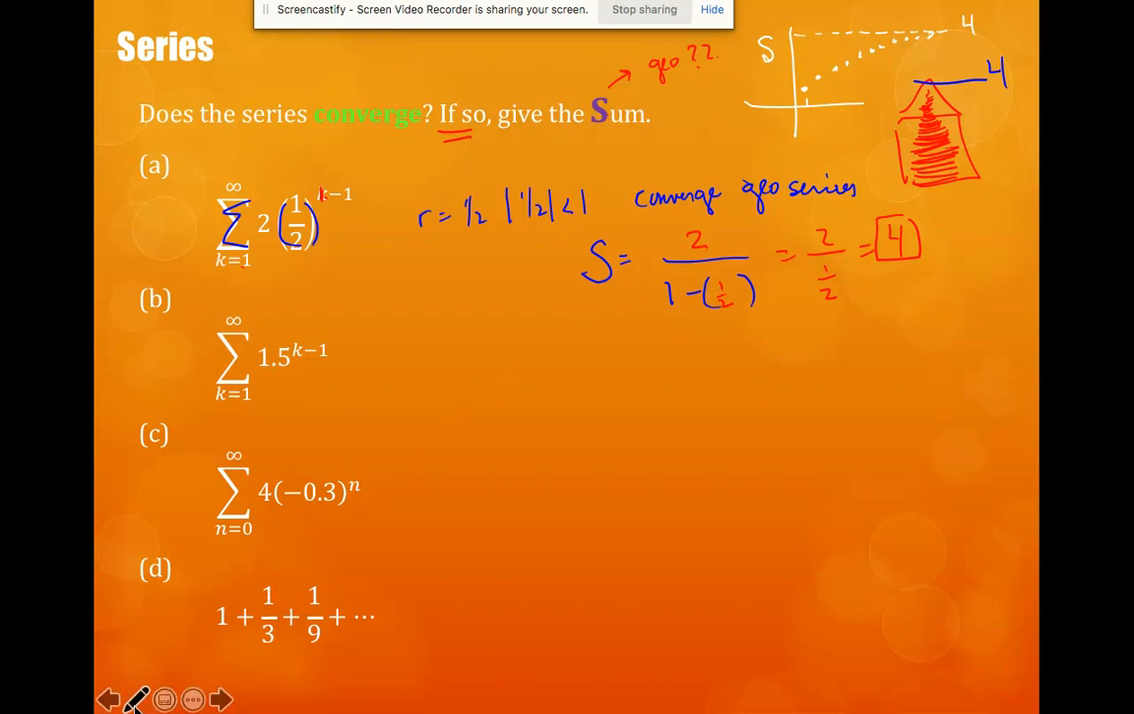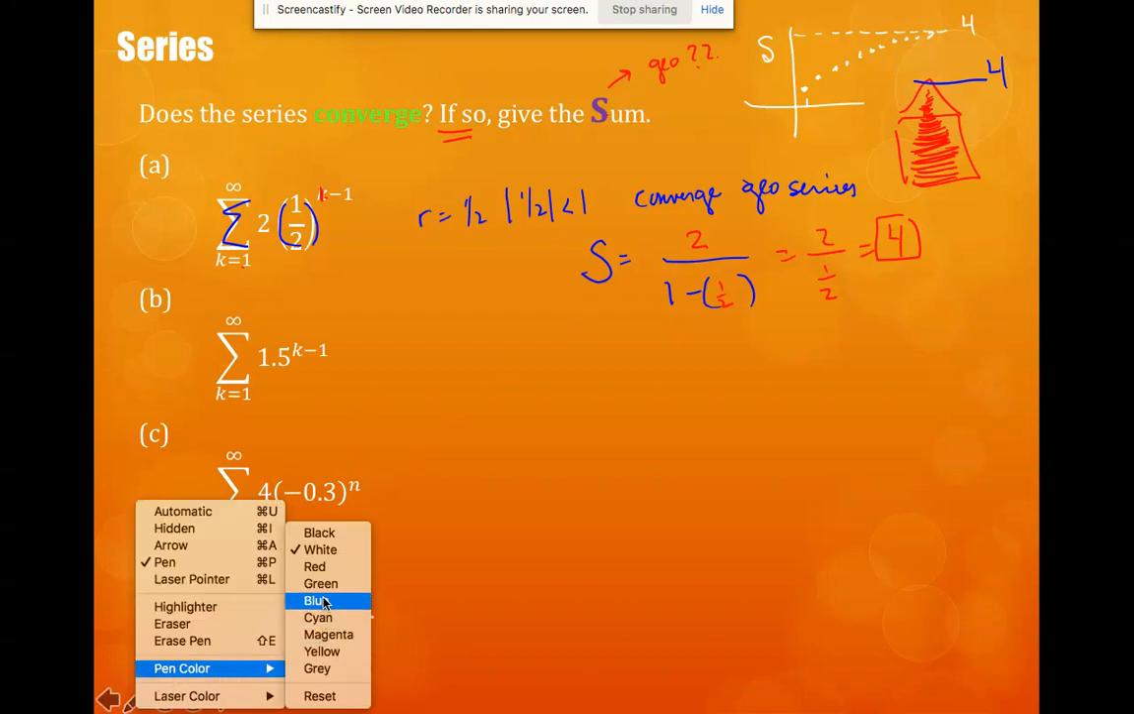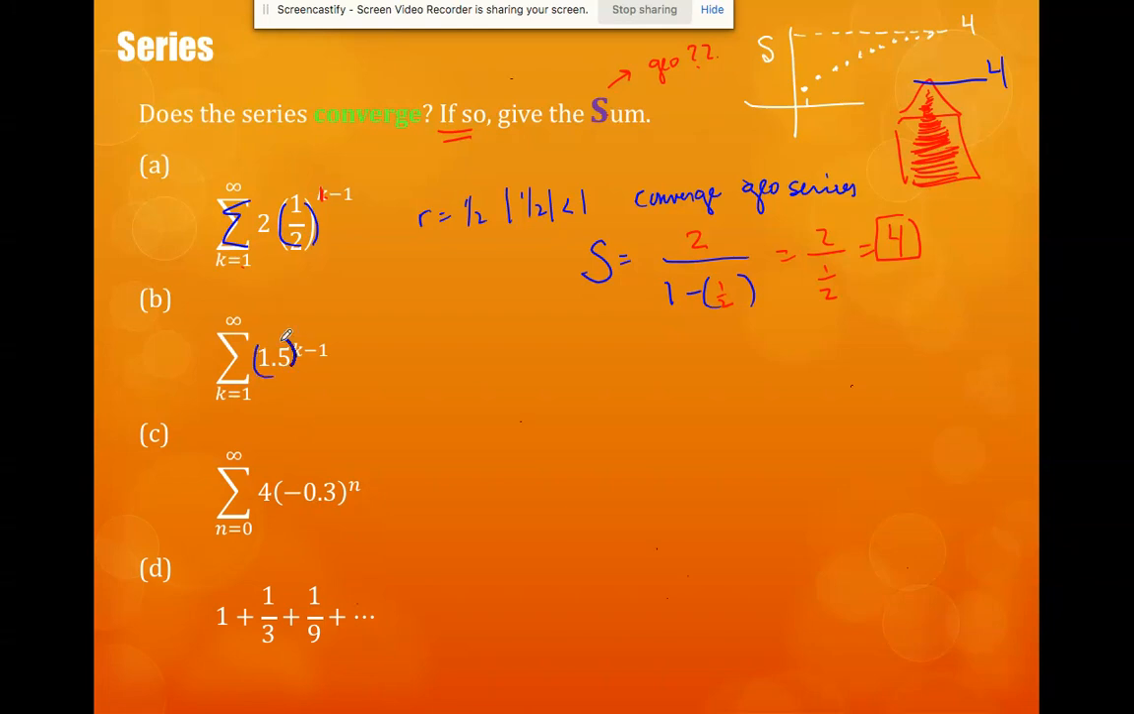How about the next one? B. Is it geometric? Yes. This is my common ratio. A is out front. 1.5 is 3/2. The absolute value of 3/2 is greater than 1. Therefore, this geometric series will diverge.